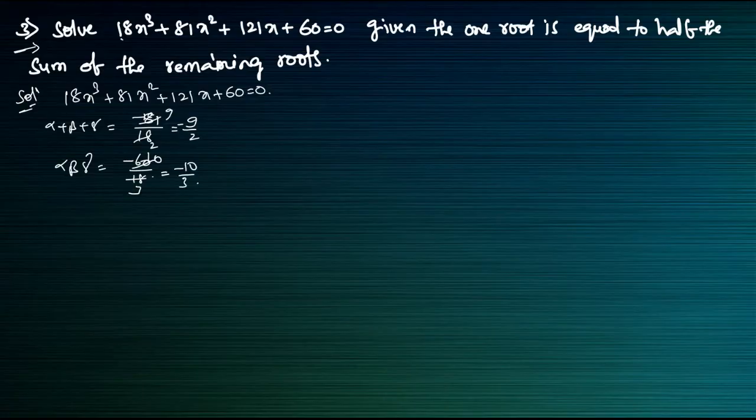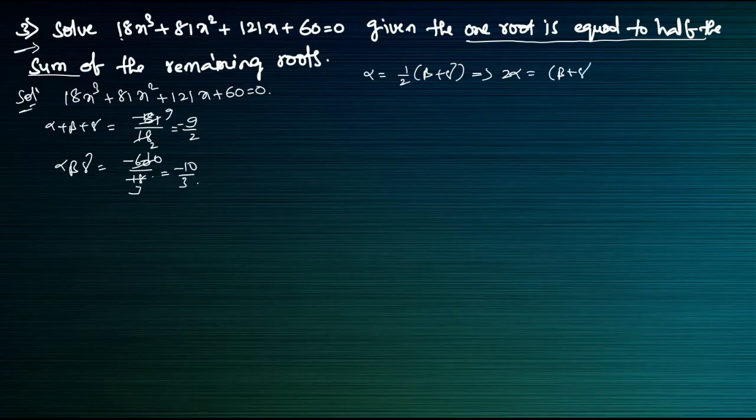So here he is saying that one root is equal to half of the sum of the other remaining roots, meaning alpha is equal to 1 by 2 of beta plus gamma, okay? From this we can write it as 2 alpha is equal to beta plus gamma also, okay? So please understand this one. So if alpha is equal to 1 by 2 beta plus gamma, no?